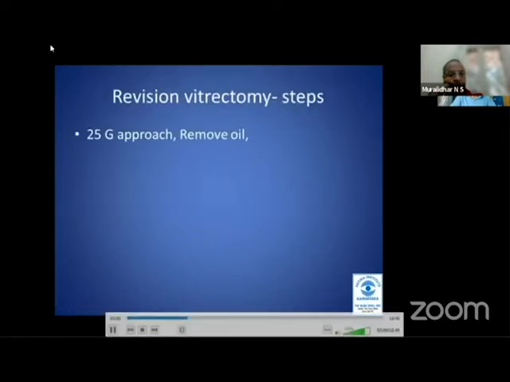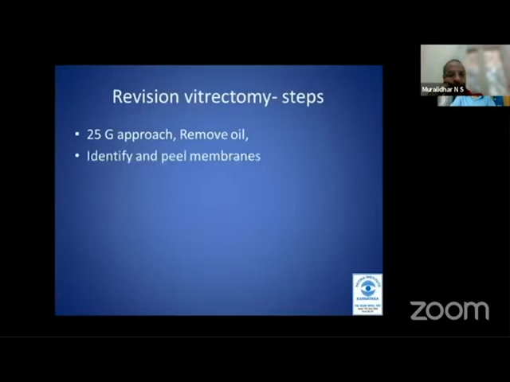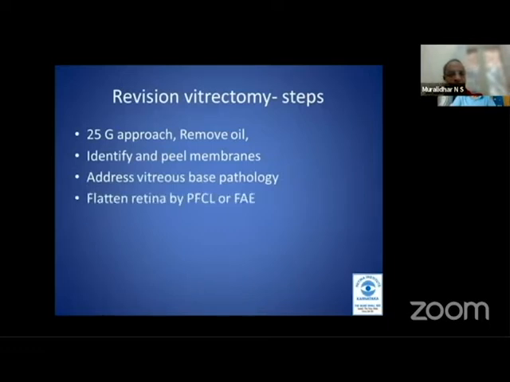What are the steps of revision vitrectomy? We use a 25 gauge system, remove the oil, and do any more vitrectomy as needed. The most tedious and time consuming step is identifying and peeling the membranes. If there is vitreous base pathology, we have to address that. We may have to remove subretinal bands if required. We often use PFCL to stabilize the posterior retina if there are a lot of membranes in the periphery in a detached retina. Once the membrane surgery and vitreous base surgery are complete, we can flatten the retina with PFCL or air. If we have done retinotomy or retinectomy, I would prefer to use PFCL.